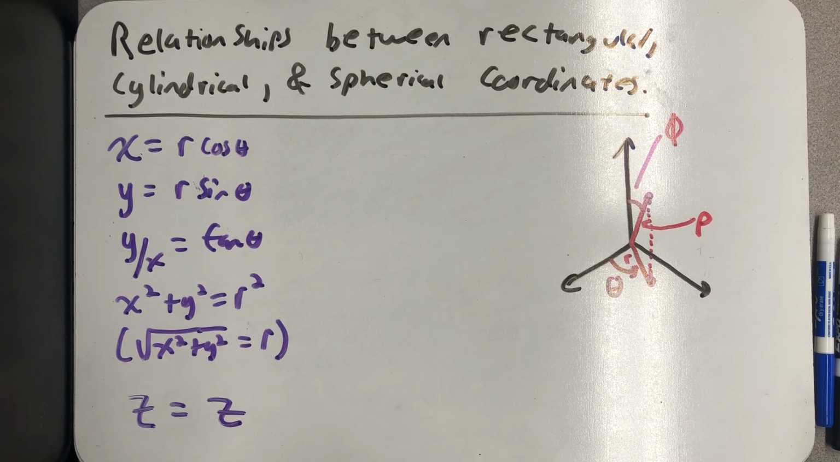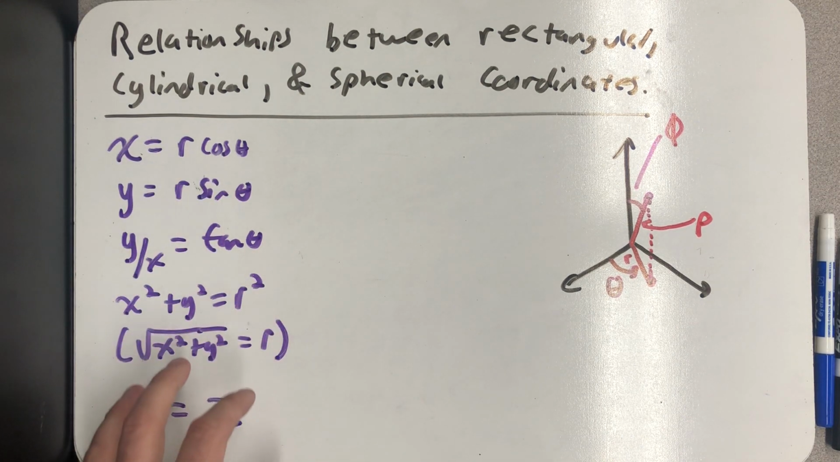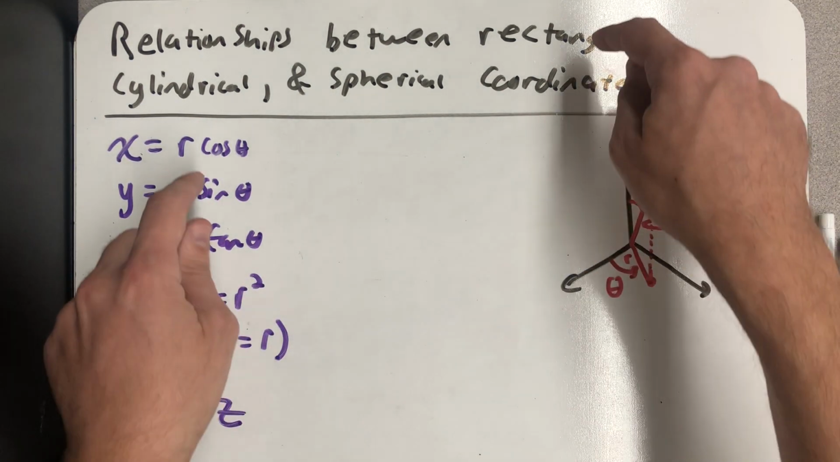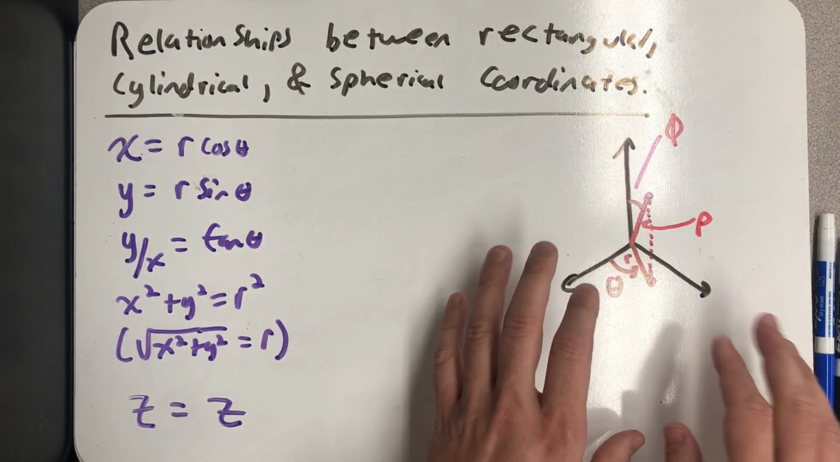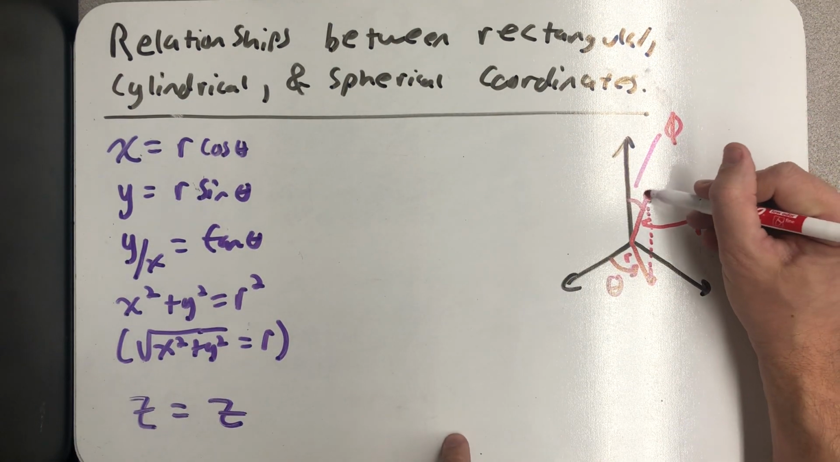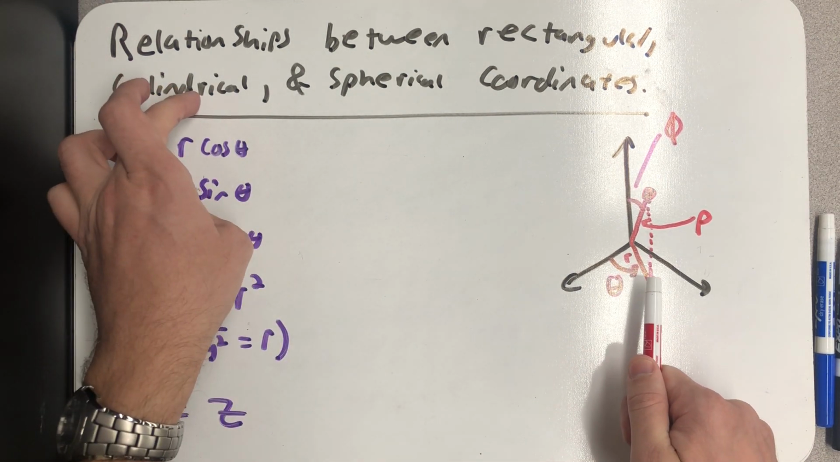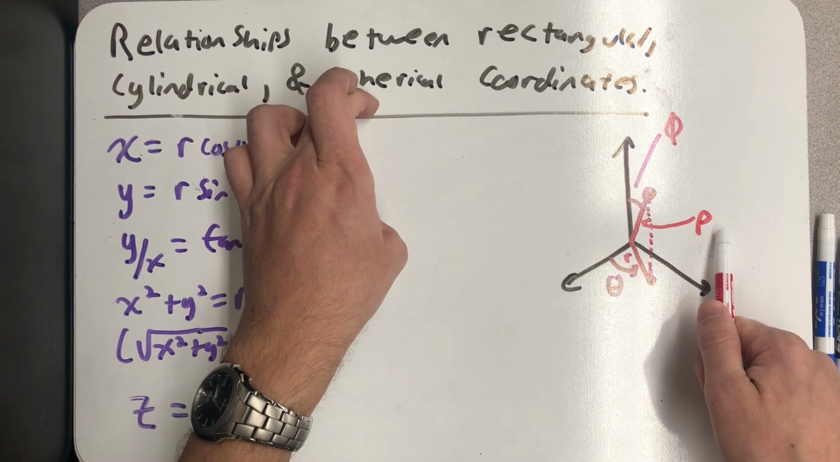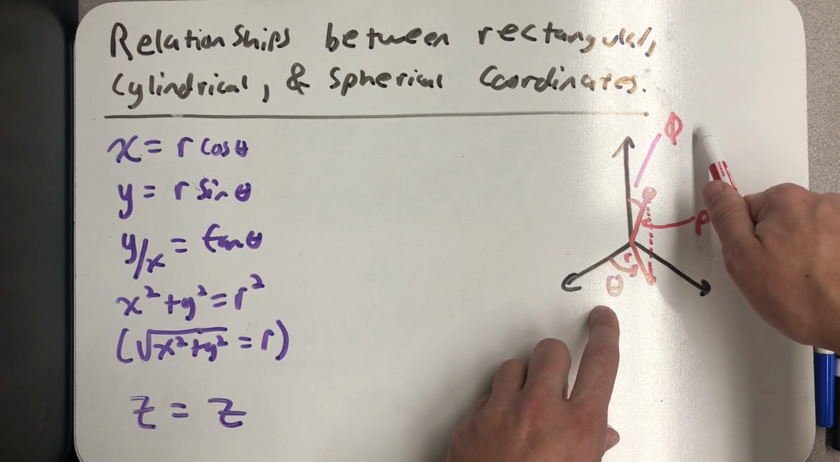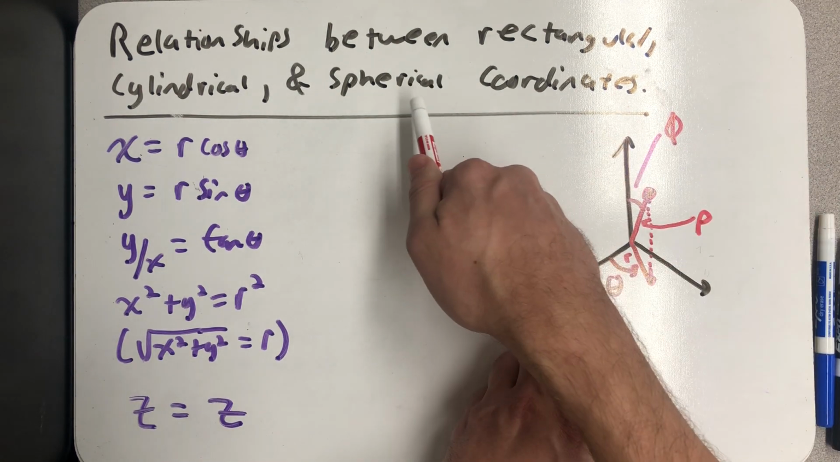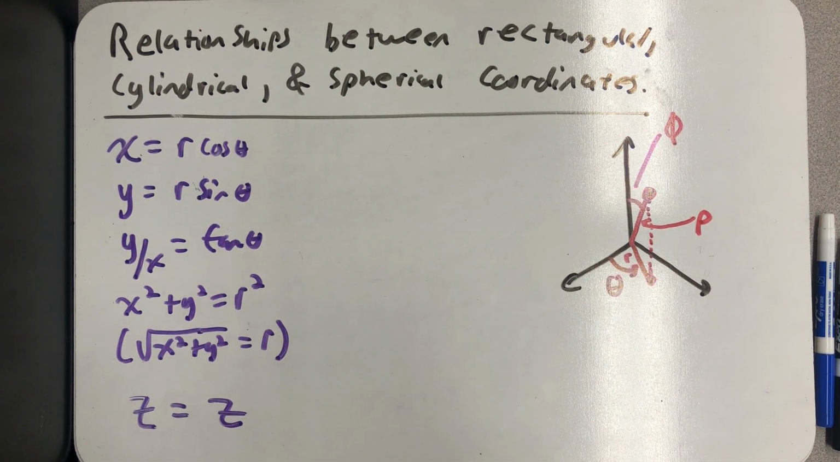I want to talk about the relationships between rectangular, cylindrical, and spherical coordinates. I've listed here all the relationships we've already written down between rectangular and cylindrical coordinates, and I've plotted a point in space, and I've labeled the distance r from cylindrical coordinates, the distance rho from spherical coordinates, and then angles phi and theta, which together come from spherical coordinates, but theta is the angle from cylindrical coordinates as well. And I'm hoping that this diagram is going to help us figure out the rest of the relationships.